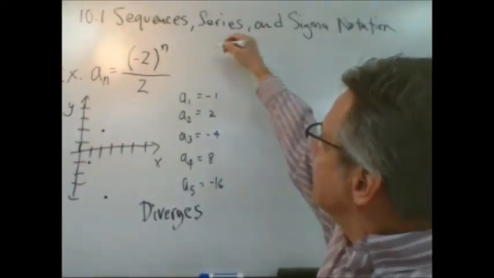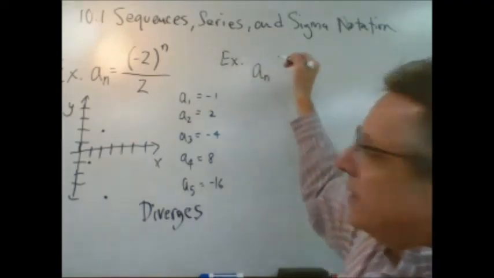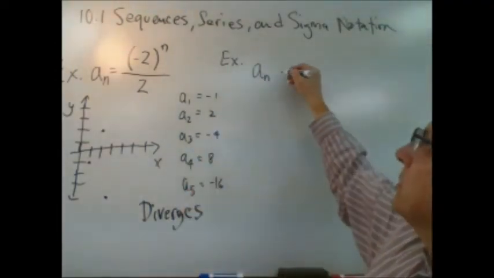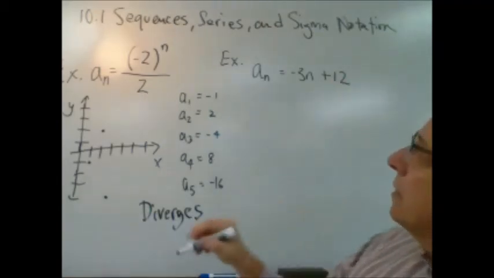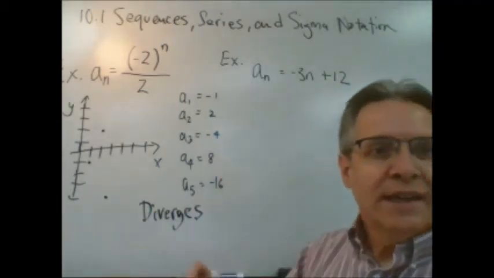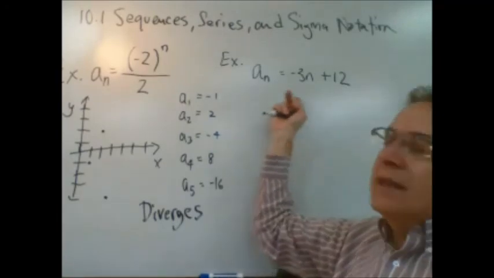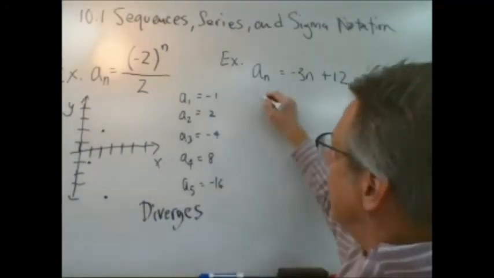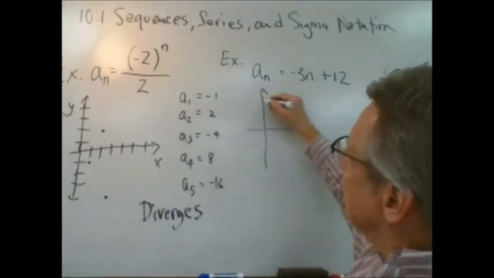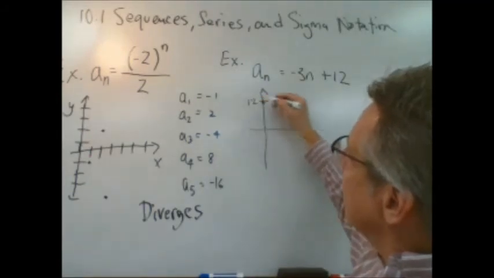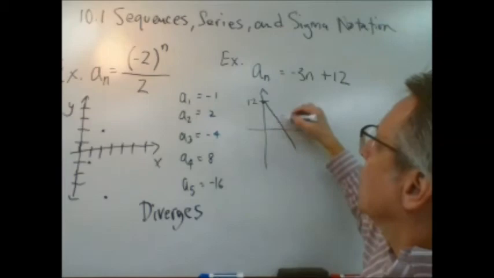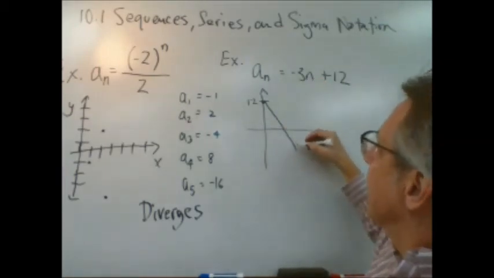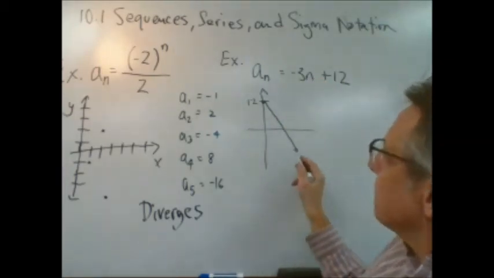a sub n, so this would be another example. a sub n equals negative 3n plus 12. Well, you can clearly see that in this case, it's just a line. And when you plot this, it has a y-intercept of 12, and it falls 1 over 3 down for every step.